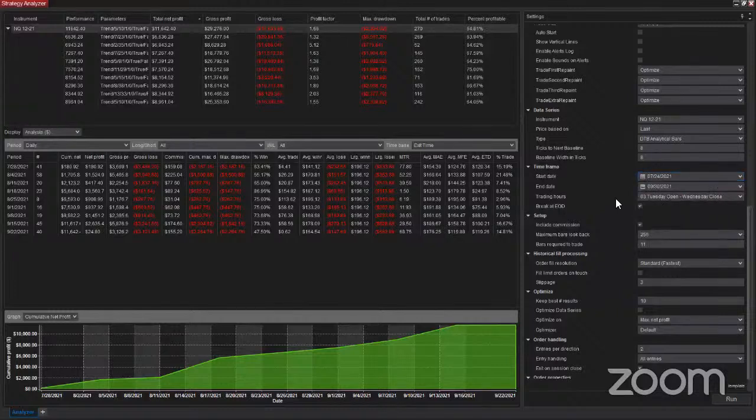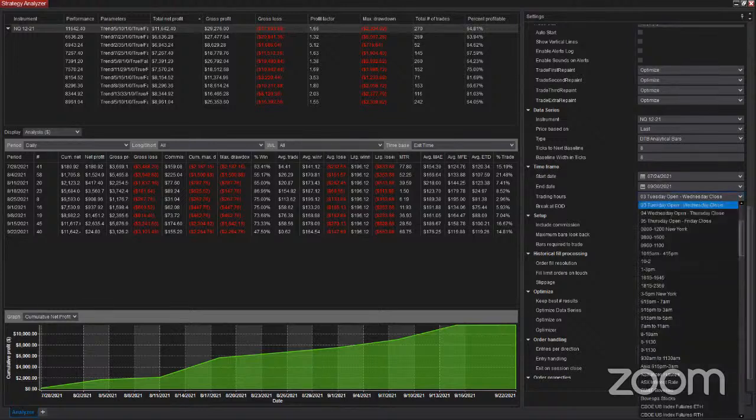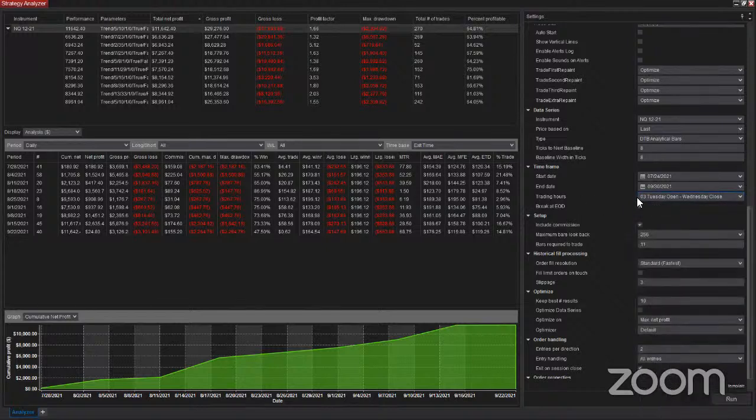And the reason why I did that is because I chose a very specific trading hours template. So notice there, I've got Tuesday open to Wednesday close. So I'm only looking at the data for a Wednesday. So Tuesday open to Wednesday close is basically Tuesday 6 p.m. to Wednesday 5 p.m. So that's covering from Asia open up until New York close. So what's happening is the strategy analyzer is only loading the data for a Wednesday.